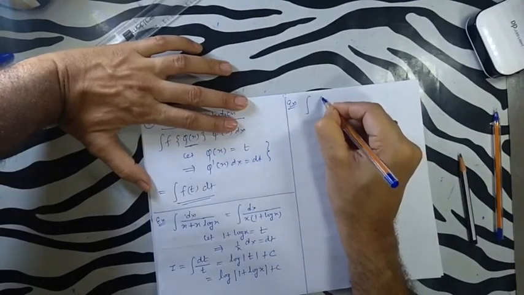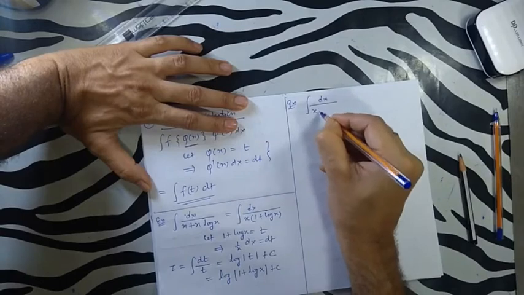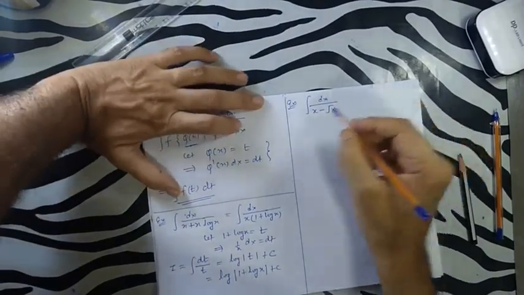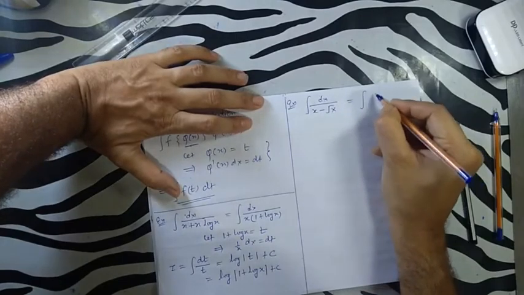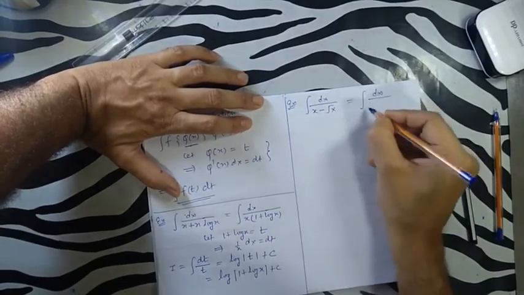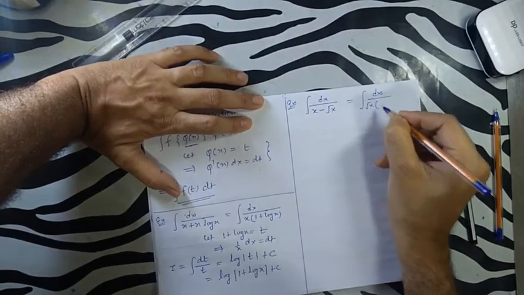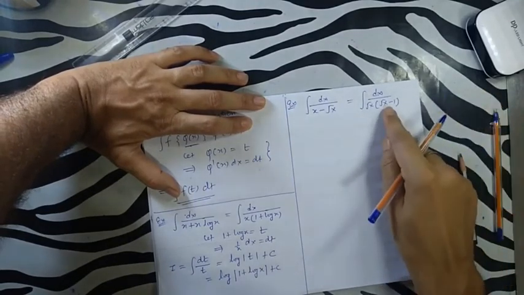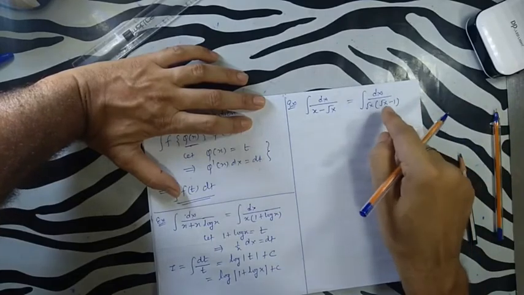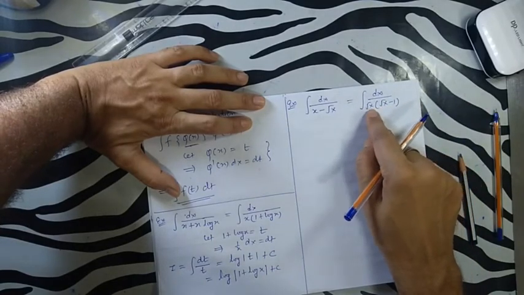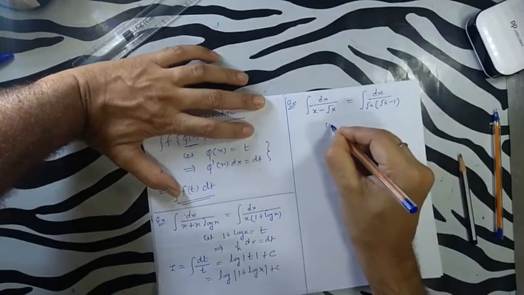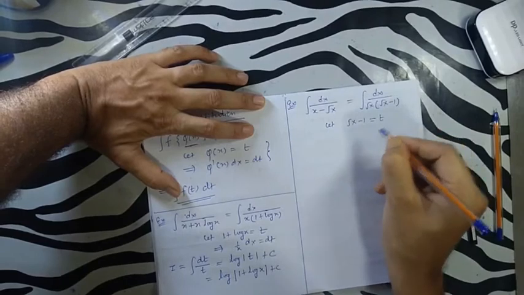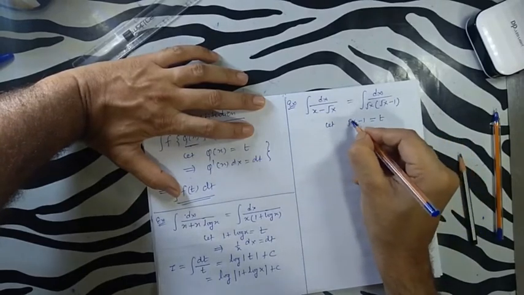Integration of dx upon x minus under root x. To integrate this function, we can take common under root x, it becomes under root x minus 1. So when we substitute this, we will get in this one. So now let us consider under root x minus 1 as t. So under root x means x raised to power half.